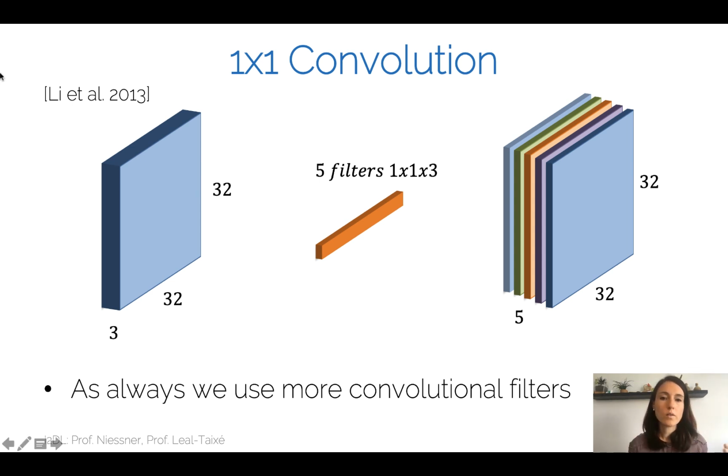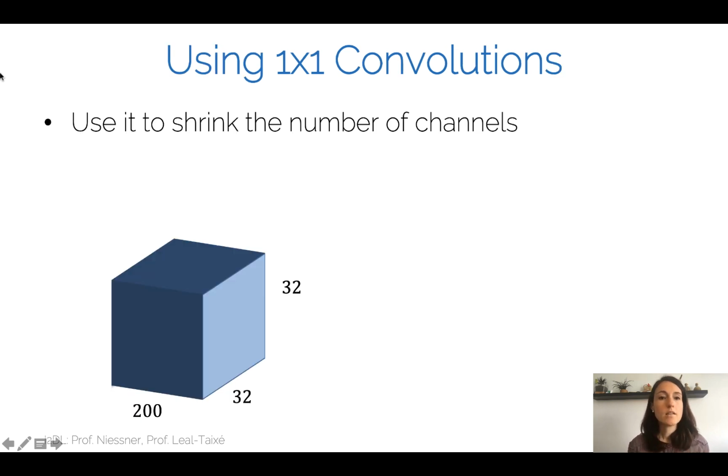And now you will wonder, why do we actually need this 1 by 1 convolution? They seem to be doing not much. So how can we actually use them? It turns out that 1 by 1 convolutions are very much useful to shrink the number of channels. So let's imagine that we're dealing with this representation 32 by 32 by 200. We have worked through our convolutions, but we have ended up in a cube, in a representation, which has too many channels. And so it's really, really expensive to now work on this representation.